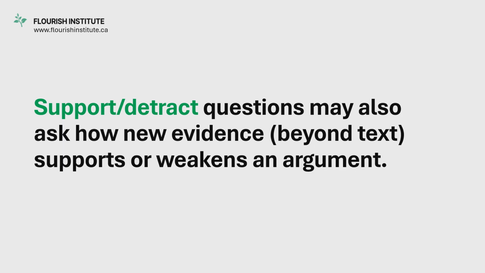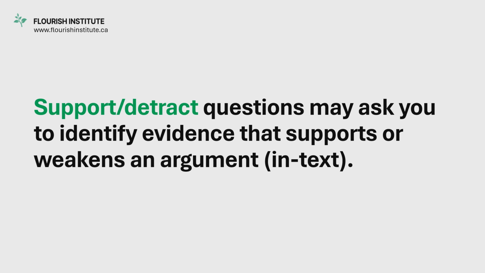The third type of support detract question might ask you how new evidence, so evidence that's not been mentioned in the text, that's beyond the text, might support or weaken an argument, right? So these types of questions, they'll present 4 new pieces of information or 4 new facts as a part of their answer options. Ask which of the following supports or weakens a certain argument presented in the passage.